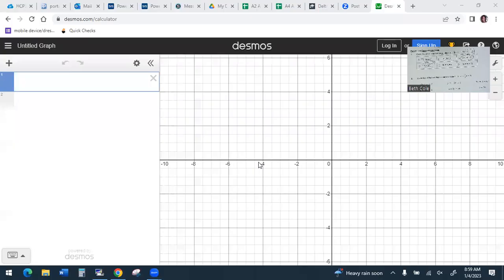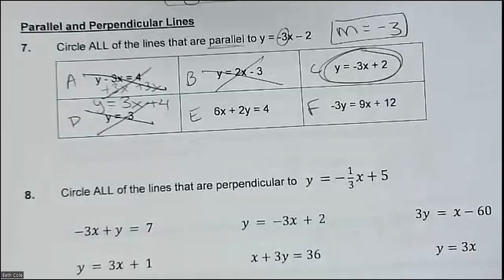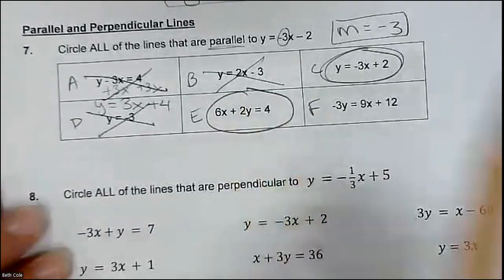I'm going to share my screen. If you go to Desmos and type it in, what's E? 6x plus 2y equals 4. Does that have a slope of -3? You kind of just look at it and count the little boxes. Yes, do you see how it's going down 3, right 1? All right, so we want that one, but wait, I have a question back there, so hold on. So we do want that one. Go ahead.